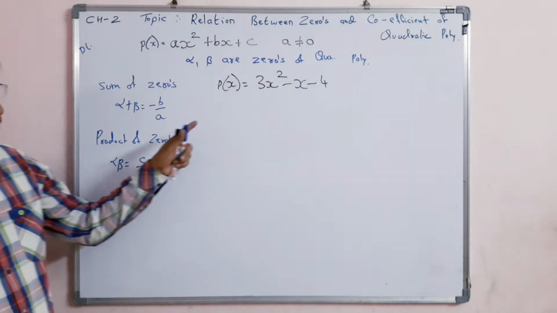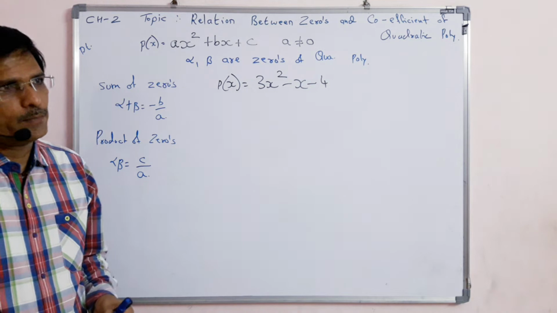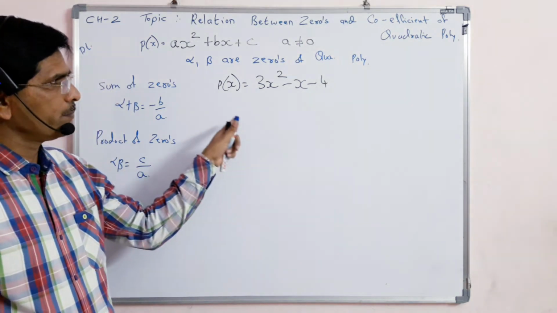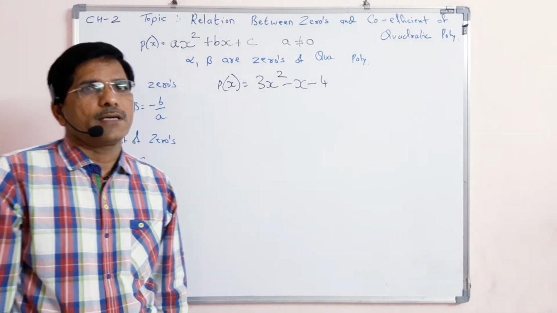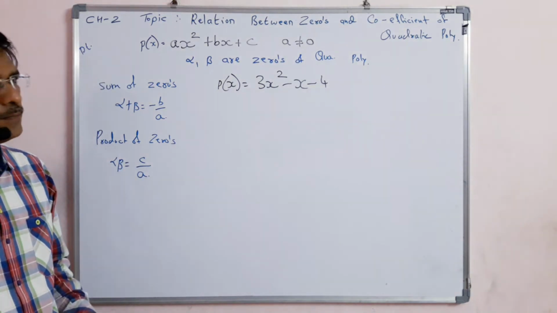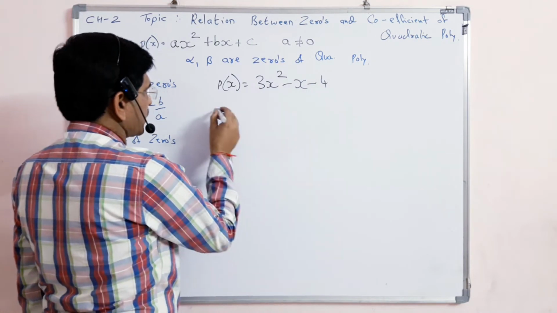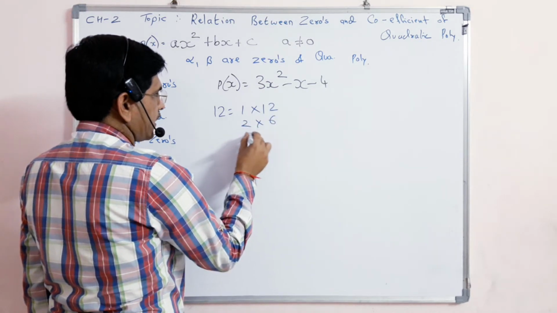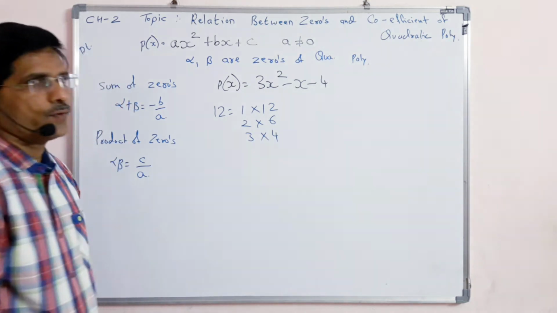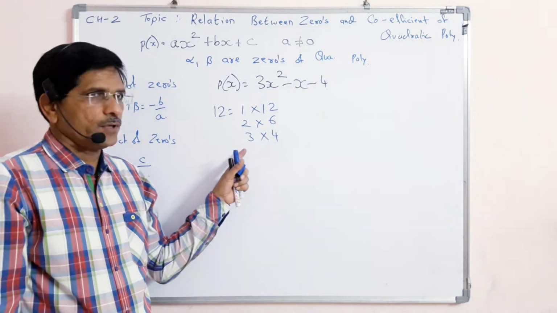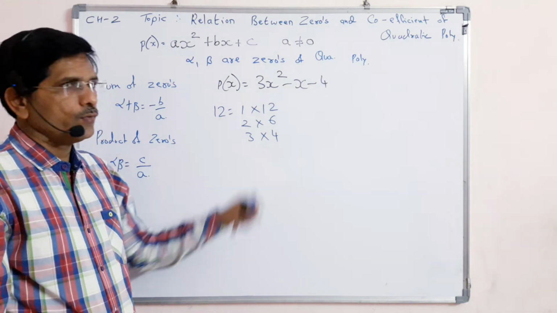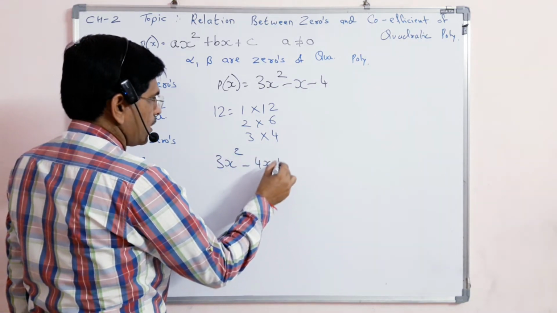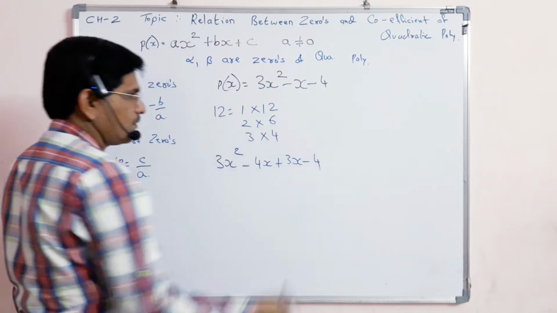So first of all I have to find out the zeros of the quadratic polynomial. As we have seen in earlier videos, first of all we have to factorize it, or we can say by splitting of the middle term. So 4 threes are 12. The factors of 12 are 1 into 12, 2 into 6 and 3 into 4. Out of these three pairs, one pair we have to select, that is 3 into 4. So 3x square minus 4x plus 3x minus 4.